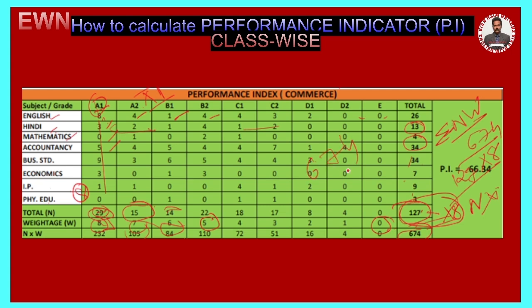So it is 674 divided by 1016, right? Because 127 into 8 is 1016, then we get 0.66338. Now this into 100, then we get 66.338, that is 66.34%. You can see PI. This is how we calculate PI for the class.